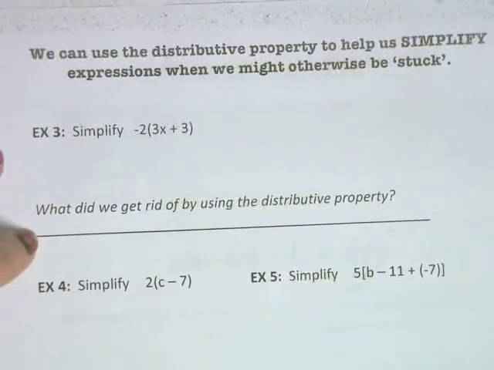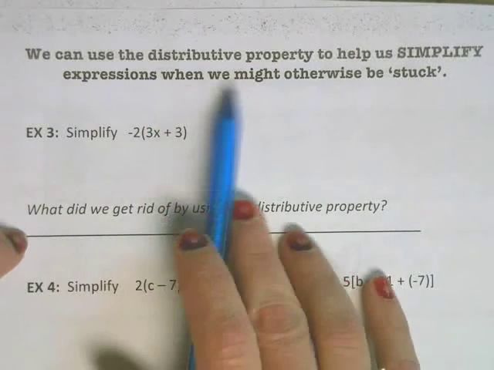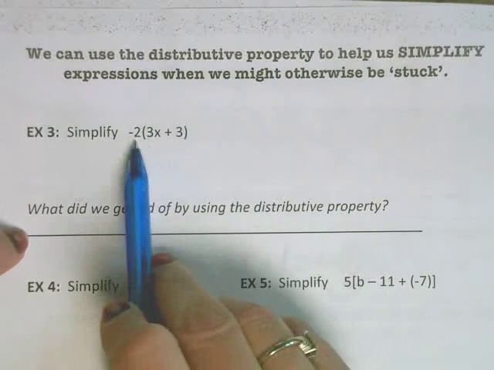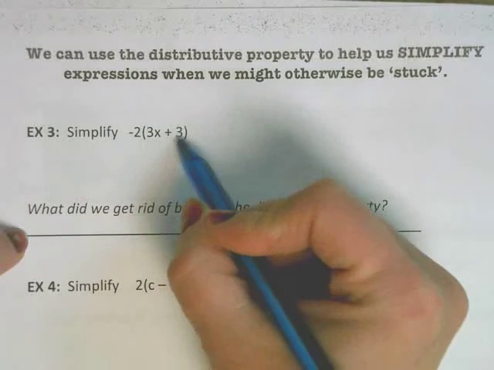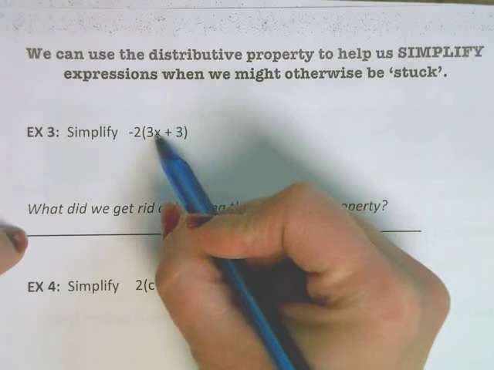Right at the top here it says we can use the distributive property to help us simplify expressions when we might otherwise be stuck with nothing else to do. So another example of that is this one, -2 parentheses 3x plus 3. Can I add the 3x plus 3 together and make that 6x? No, because they're not like terms. This has an x, this is a constant.